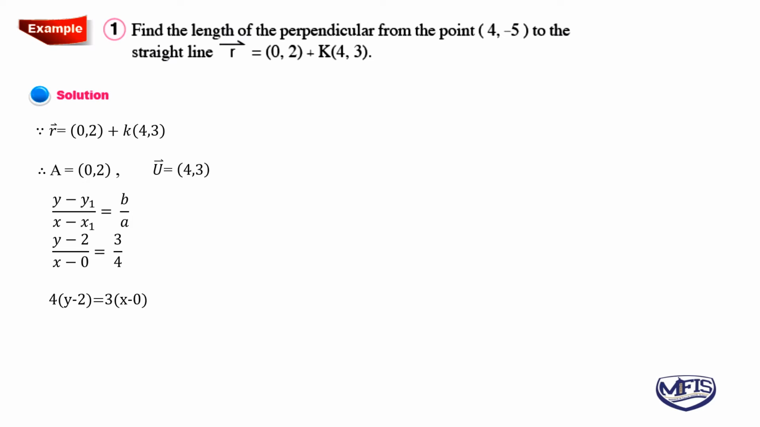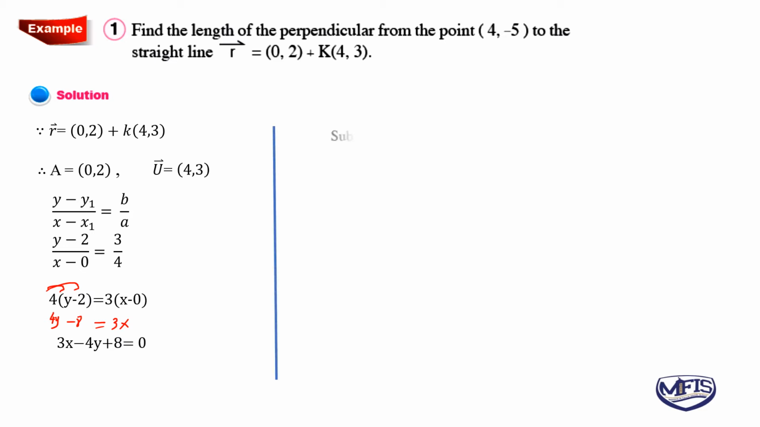So we can write the equation of the straight line in simplest form. We have here 4 times y will be 4y, and 4 times negative 2 will be negative 8, equals 3x. And we move 4y and the negative 8 to the other side with the opposite sign. So 4y will be negative 4y and the negative 8 will be positive 8. So we have the equation of the straight line 3x - 4y + 8 = 0.